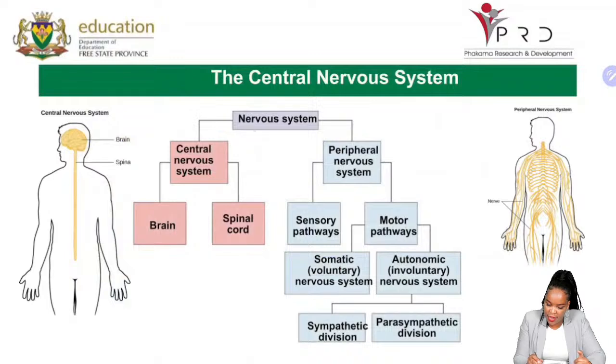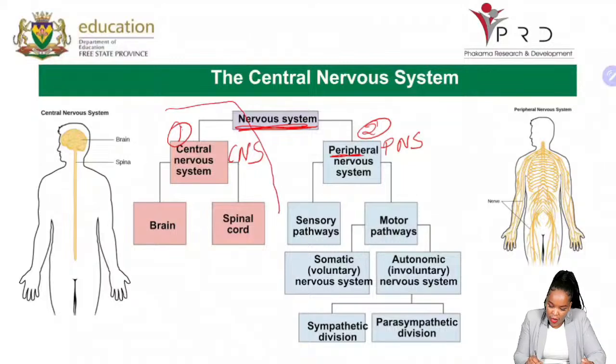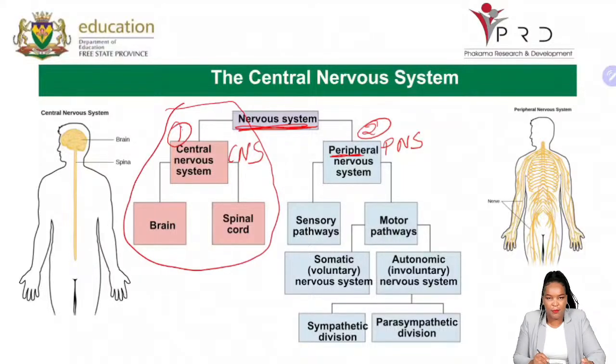So here's the main nervous system, divided into one part, which is the central nervous system, or we can refer to it from now on as the CNS. Then the second part is the peripheral nervous system, which we can refer to as the PNS. But for now, we are going to focus on the central nervous system.